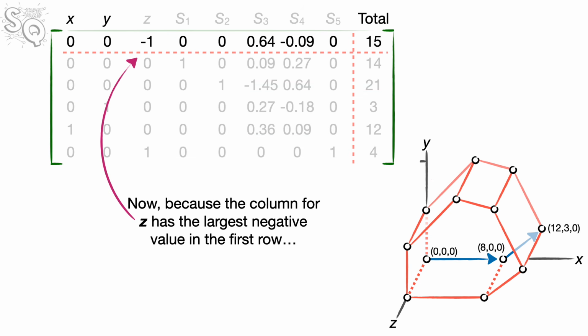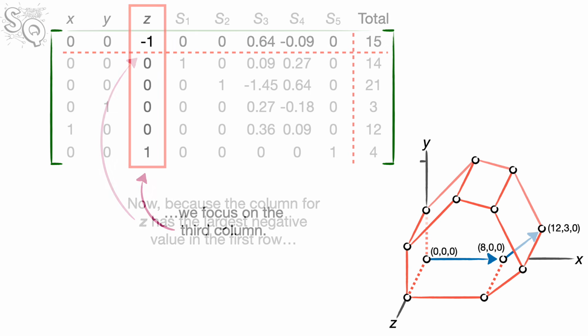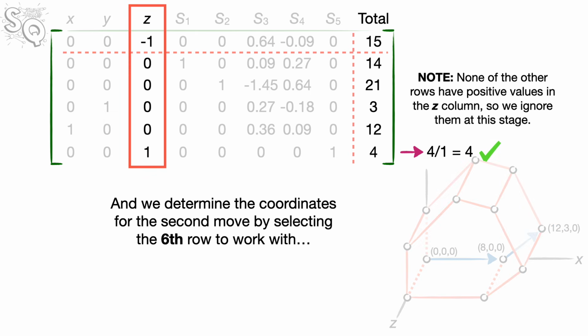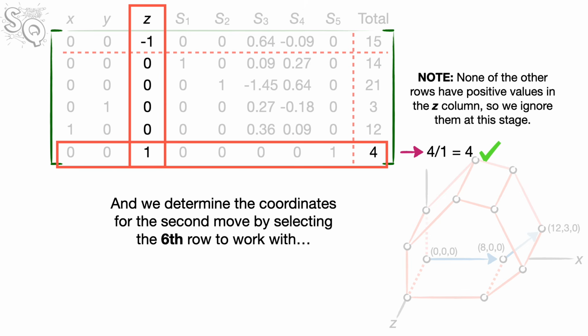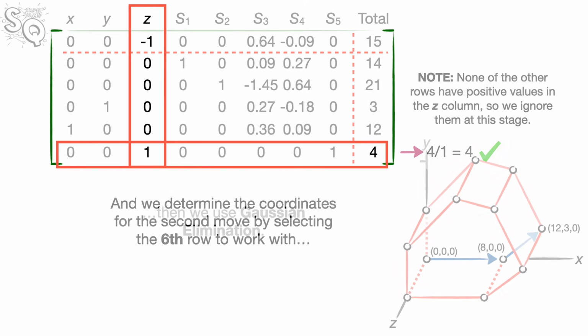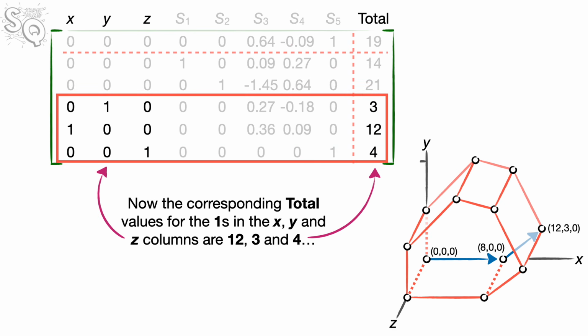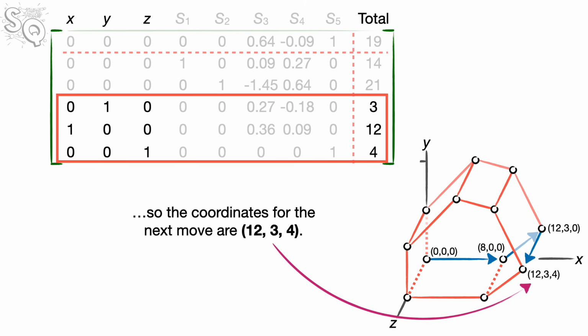Now, because the column for z has the largest negative value in the first row, we focus on the third column. And we determine the coordinates for the second move by selecting the 6th row to work with. Then we use Gaussian elimination. Now the corresponding total values for the 1s in the x, y, and z columns are 12, 3, and 4. So the coordinates for the next move are 12, 3, 4.